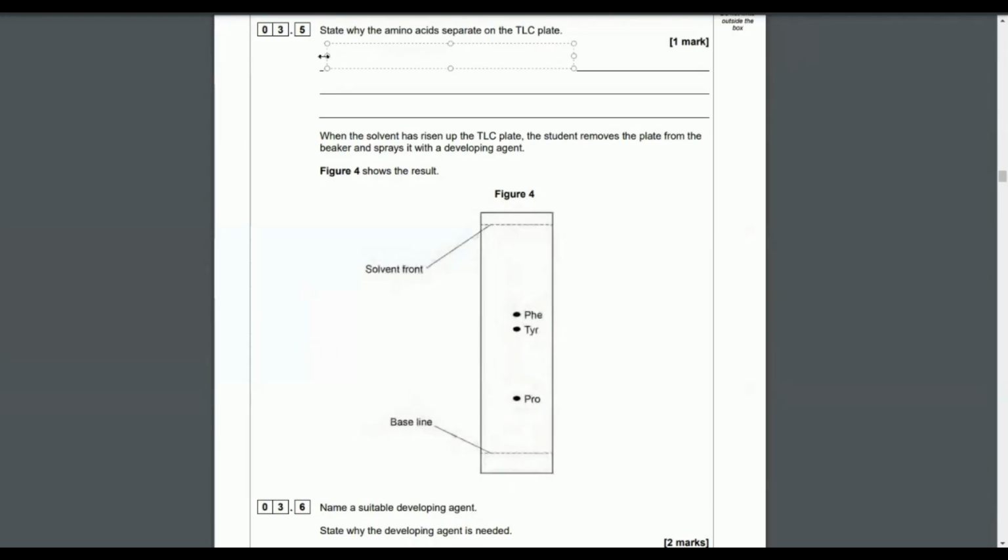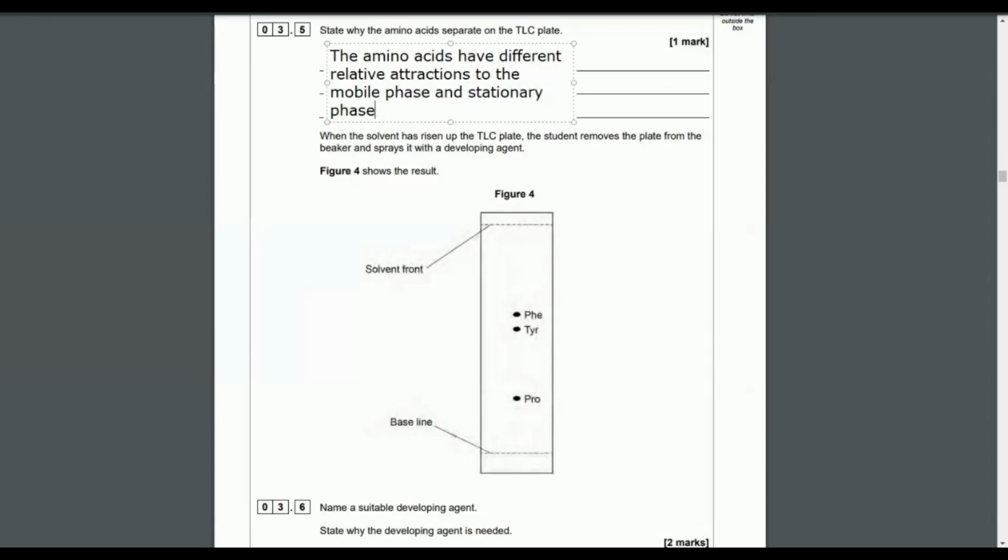So the reason why amino acids separate is because they have different relative attractions to the mobile phase and stationary phase. Different amino acids have different levels of attraction to the mobile phase and the stationary phase. There's a load of other ways we could word that. That would be good enough.